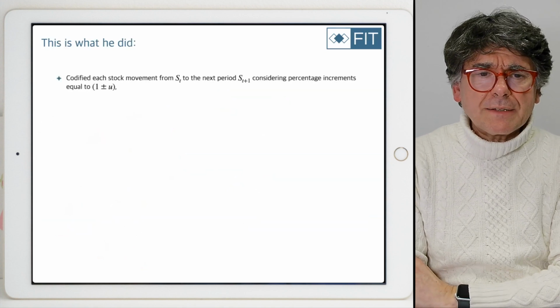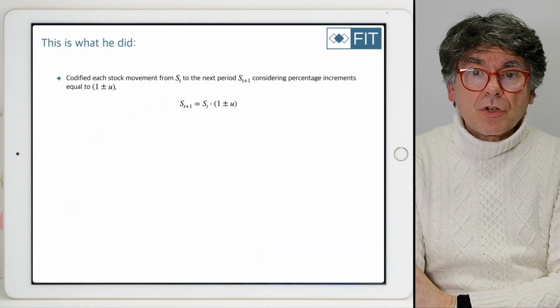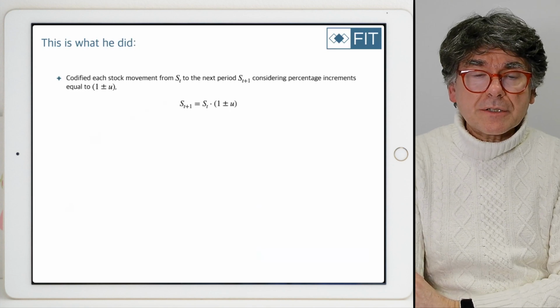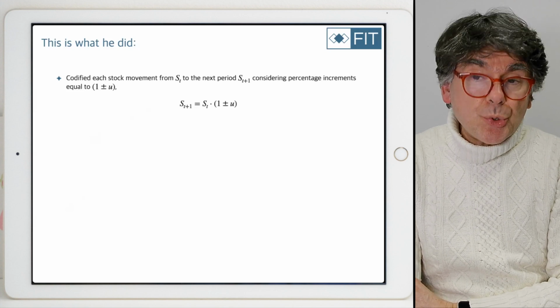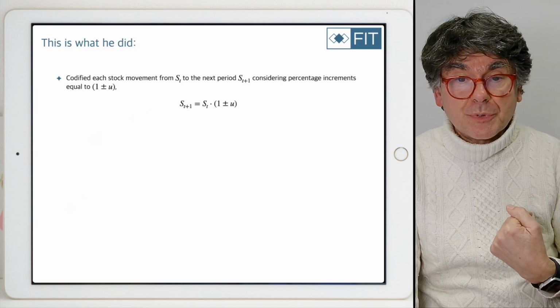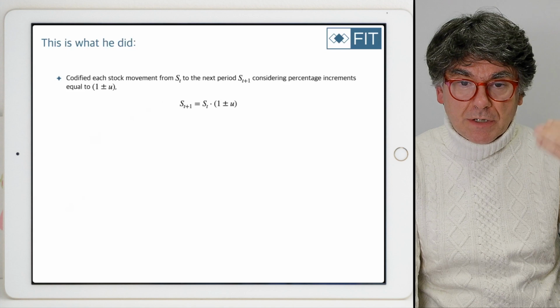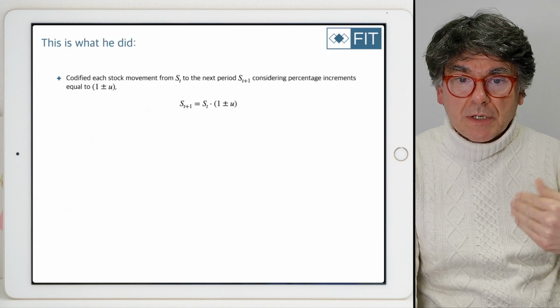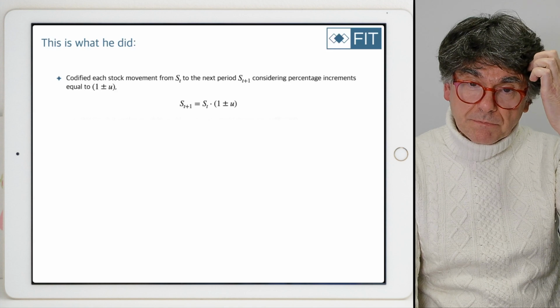He codified each stock movement from one day to the next, considering a percentage increment equal to 1 plus or minus a number u every day. So it goes up by u%, down by u%. Okay? You see that. And then you can run this through time. It gives you a tree. See that?